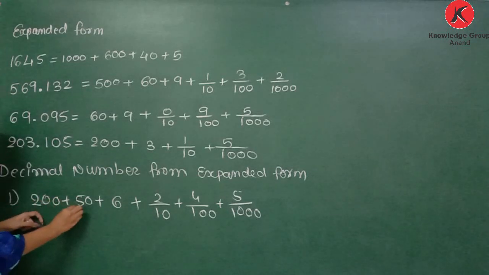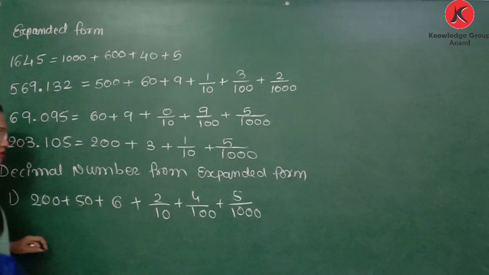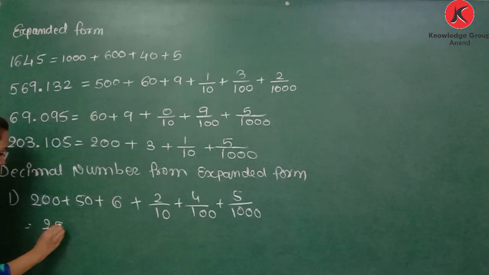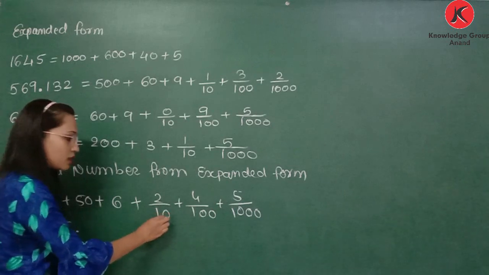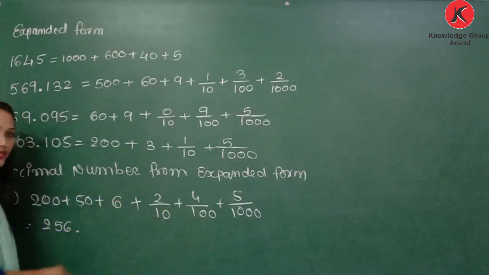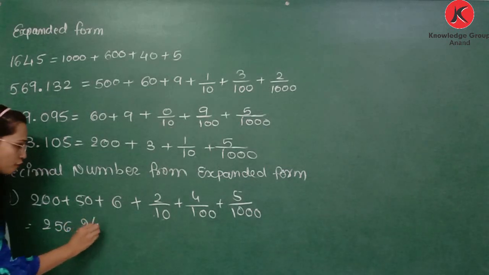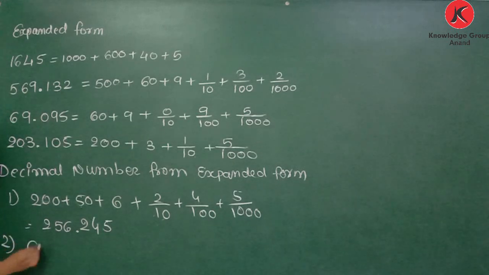So it is 256 point, because after that we are getting the numbers with the denominators 10, 100 and 1000. So it means these are the decimal digits. So 2, 4 and 5. So this is the number from the expanded form. Let's take one more example.